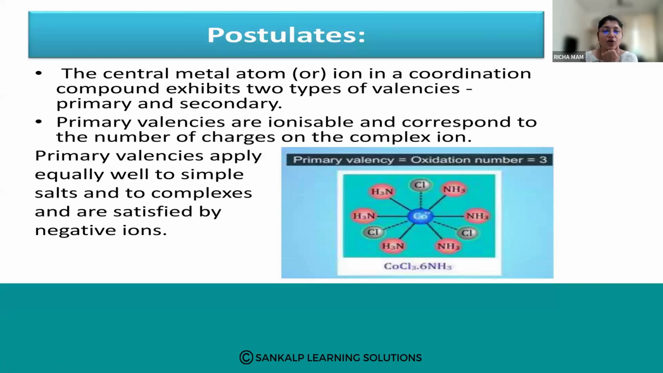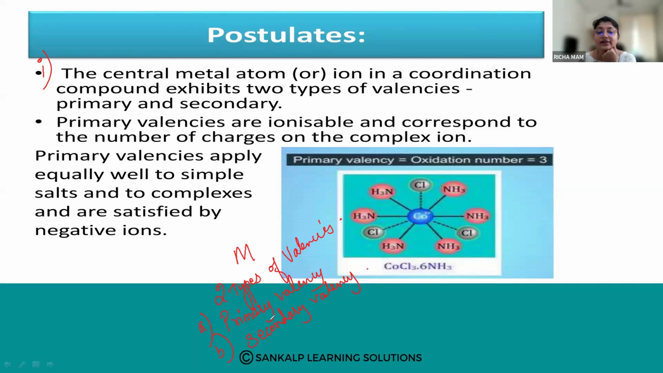So what are the main postulates of this theory? Each metal atom or ion in the complex shows two types of valencies. That is the first postulate in Werner's theory: the central metal atom or ion in the complex will show two types of valencies. The first one is called the primary valency, and the second one is called the secondary valency.